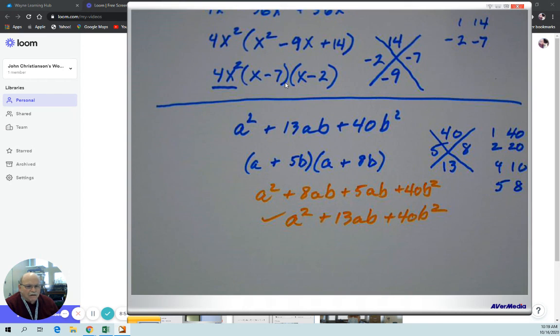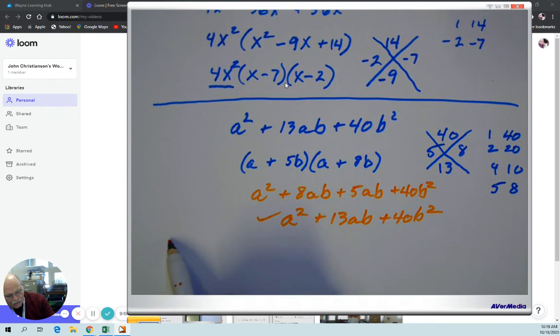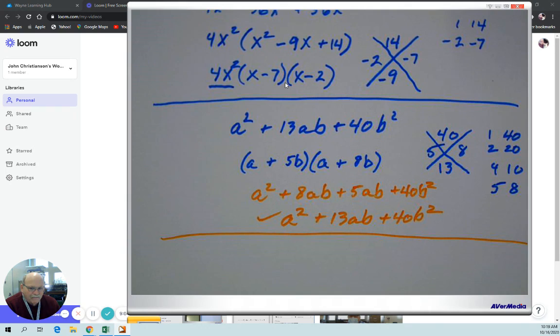So there you have it. A couple of more examples of factoring. And I said the next video, we're going to look at some factoring when there is an actual coefficient besides 1 on that a squared.